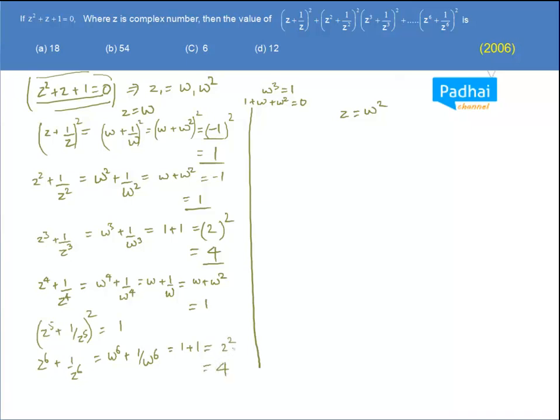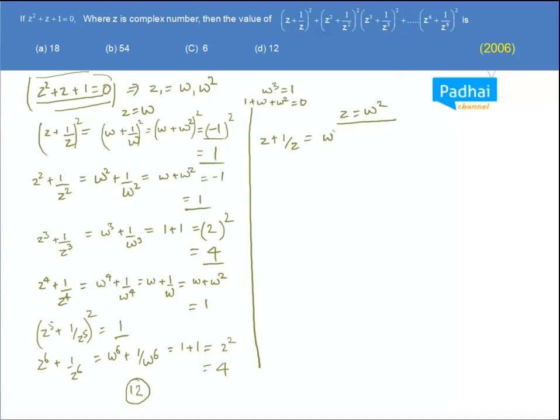Now you just have to add all these up. What will you get? 1 + 1 is 2, plus 4 is 6, plus 1 is 7, plus 4 is 11, and plus 1 here as well. So the net answer will become 12, which is there in option D. Now you just have to check whether the other root also gives the same answer or not. Obviously it will, but let's see.